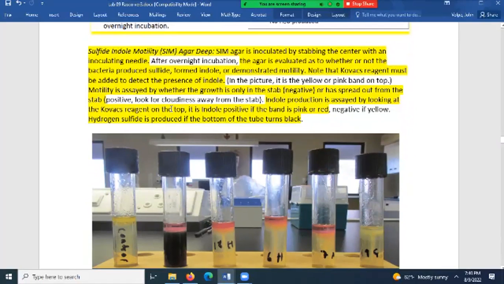All right, sulfide indole motility test: a test for the production of sulfide, hydrogen sulfide gas, a test for the production of indole, and then a test for the motility of the bacteria in the media. You stab, inoculate the tube.